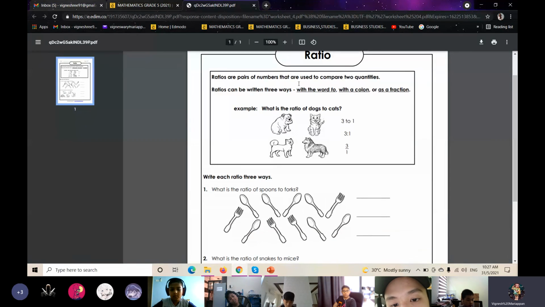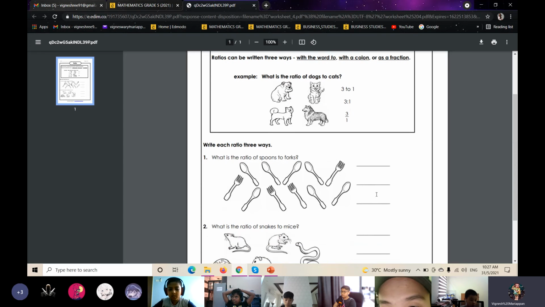Okay, maybe the last worksheet. Ratios are pairs of numbers that are used to compare two quantities. So ratios can be written 3 ways, with the word TO, with the colon here, and then as a fraction. This one is the colon. So write each ratio 3 ways, like what teacher said just now.